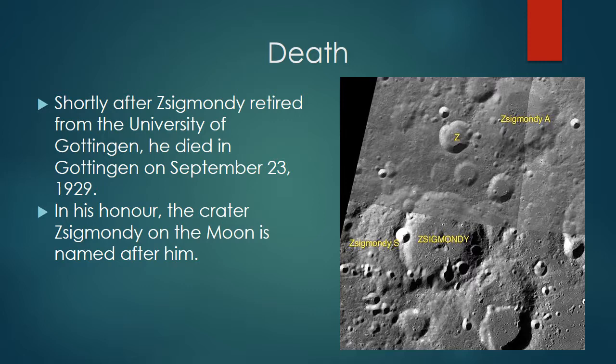Shortly after Zsigmondy retired from the University of Göttingen, he died in Göttingen on September 23, 1929. In his honor, the crater Zsigmondy on the Moon is named after him.